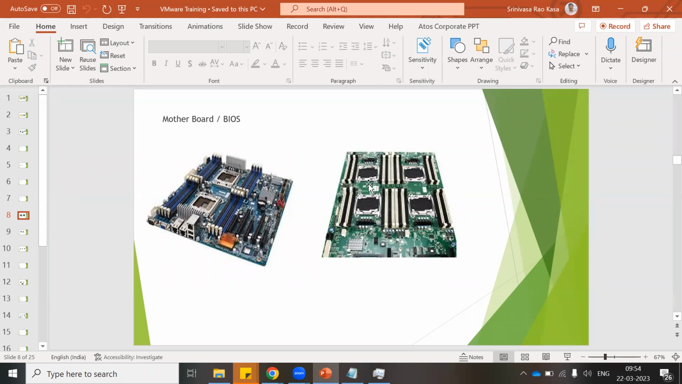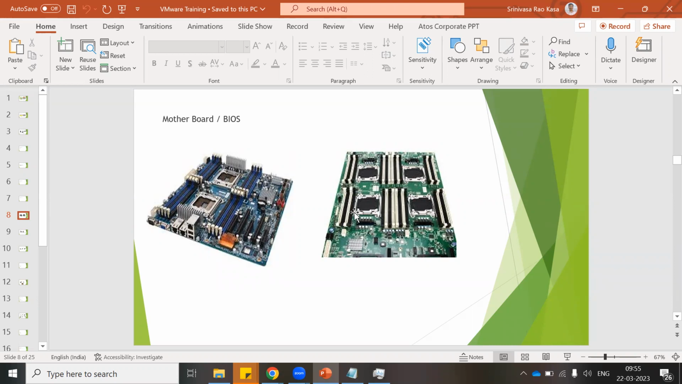How many sockets are available? How many processors can we install? 32? How 32? 1, 2, 3, 4, 5, 6, 7, 8. 8 into 2, only 16, right? See here, this first line: white and black combination, 4 are there here, 8 are there here, and 4 are there here. Total in the first line, 16 slots. And here, 16 slots.